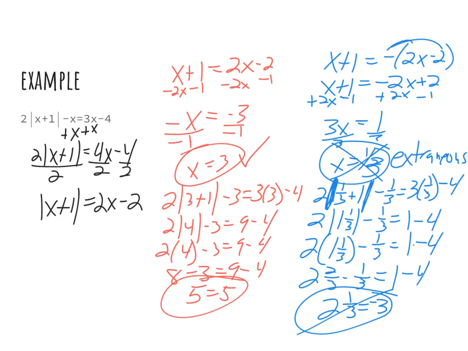Have to plug them both in. If I plug in 3, when I work my way through, I get 5 equals 5. That works, so 3 is an answer. If I plug in 1/3, I get 2 and 1/3 is equal to negative 3. That is not true, so 1/3 is not an answer. It is an extraneous solution and it doesn't count, so we will not write it as a part of our solution. Only write x equals 3.